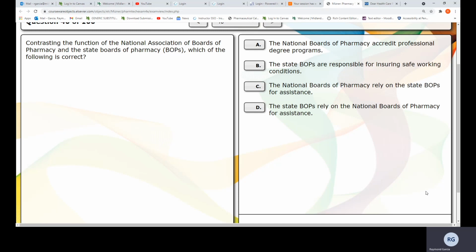Contrasting the function of the National Association of Boards of Pharmacy, that's what NABP is, and State Boards of Pharmacy, which is BOP, which of the following is correct? The National Boards of Pharmacy accredit professional degree programs. The State Board of Pharmacies are responsible for ensuring safe working conditions. That's more like OSHA. The National Boards of Pharmacy rely on the State Board of Pharmacies for assistance. The State Board of Pharmacies rely on the National Board of Pharmacies for assistance.